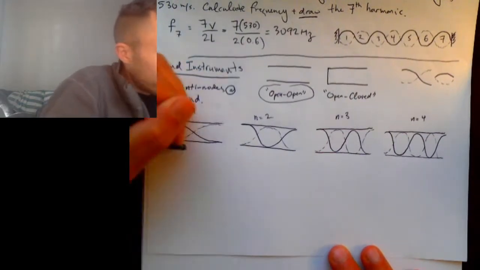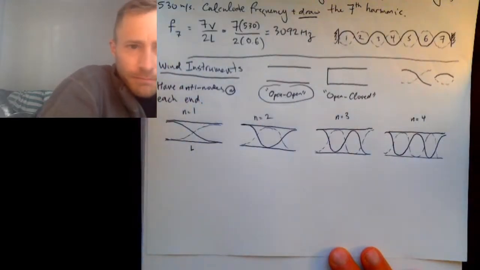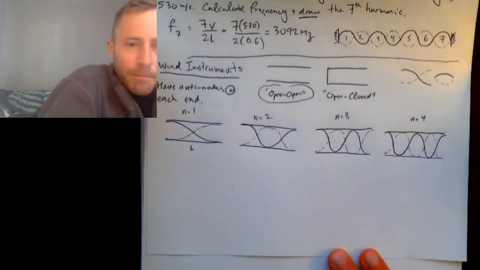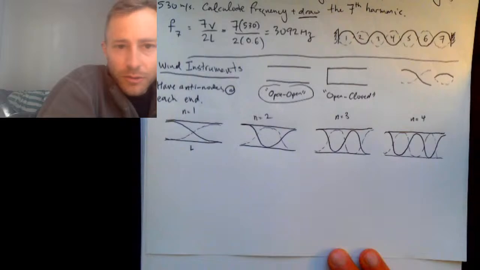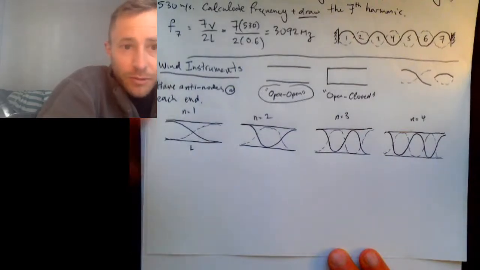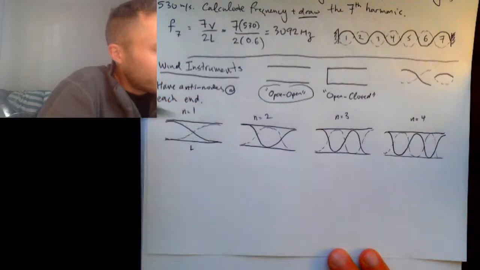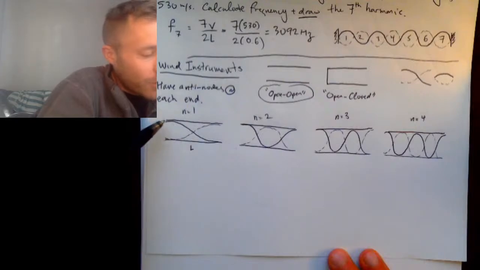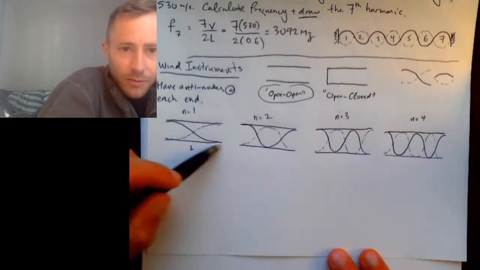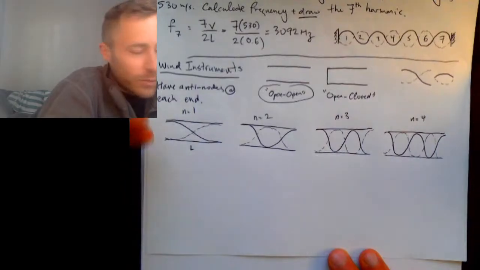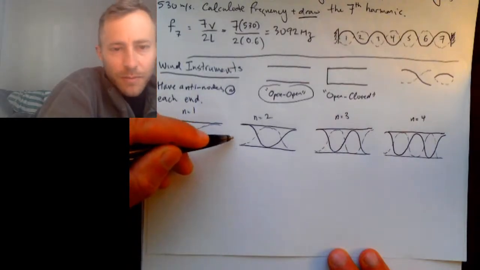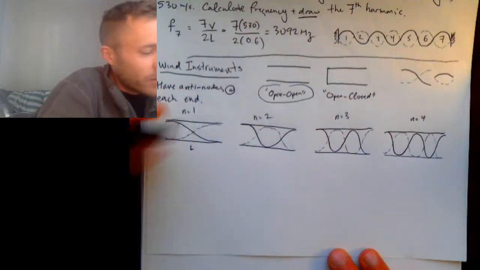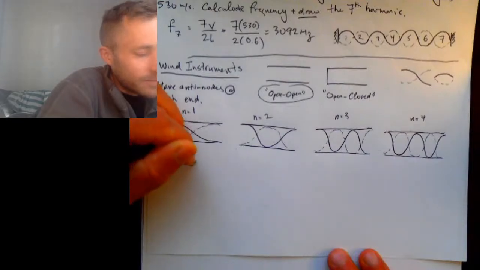If the length of the instrument is L, we could do the exact same analysis we did last time. We could try to identify how much of a wave this is. It turns out that this right here is half a wave. Why? Because we have half of a crest and half of a trough. To finish the wave, we need the other half of the trough and the other half of the crest. That means the wavelength of this harmonic is 2L.